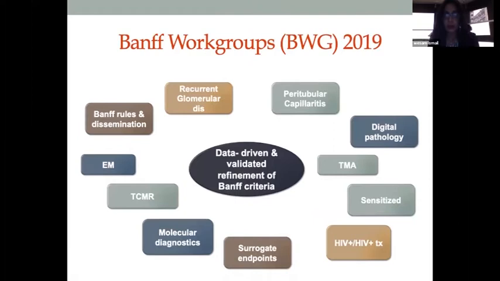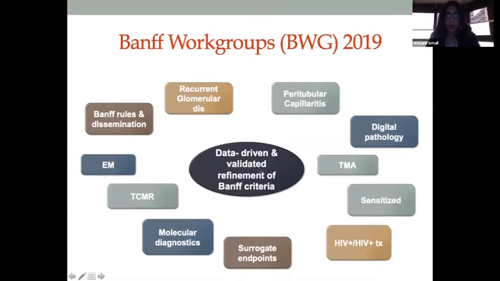One of the major changes in Banff is what we call work groups. The Banff work groups have started since 2010, I think, and these work groups take special focus on very specialized issues, like the importance of recurrent glomerular disease, the importance of electron microscopy in working up renal transplant biopsies, if we need to update or make changes on T-cell mediated rejection, the evidence behind molecular diagnostics and how we can apply this to our daily routine, and if we can find new surrogate endpoints for our clinical trials in transplants, and so on.